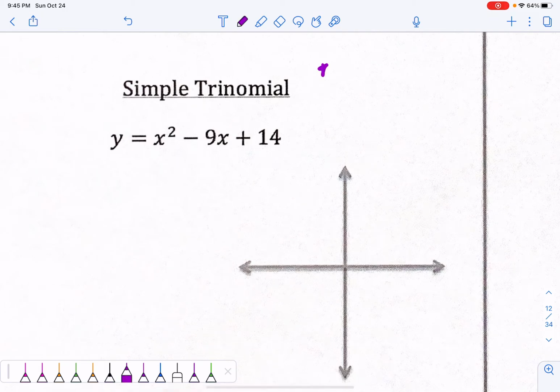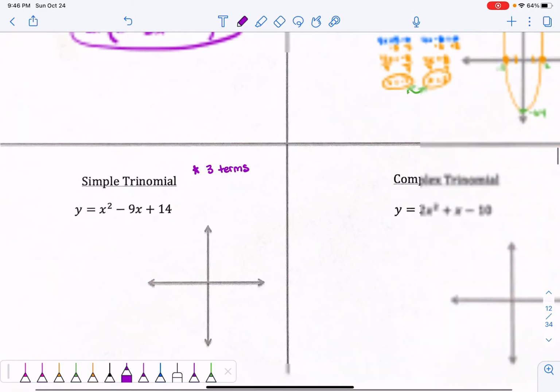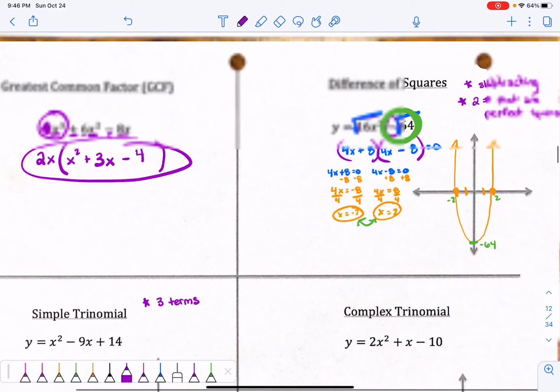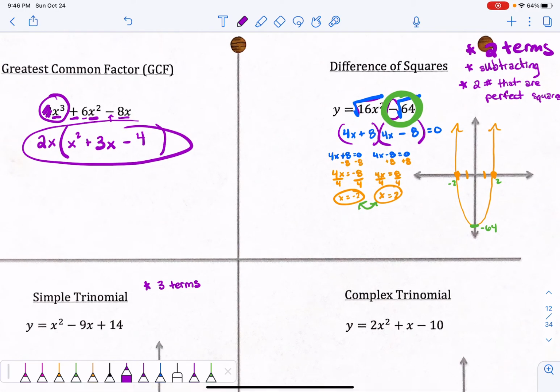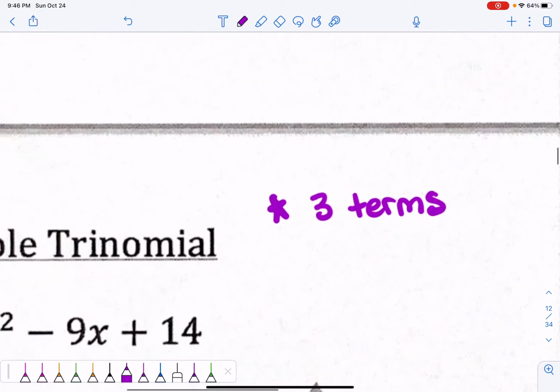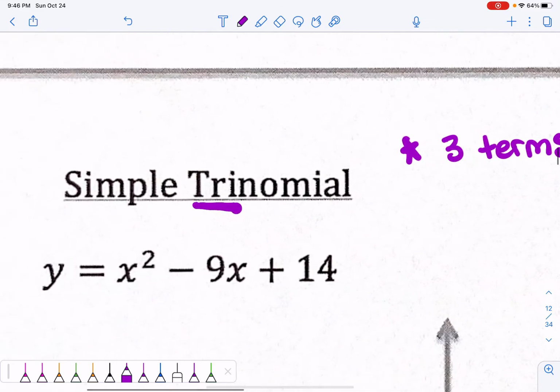And with a simple trinomial, this will always be 3 terms or 3 pieces. You might want to add that to the difference of squares. There's one other thing up here. So we said subtracting, we said 2 numbers, but also this will only ever be 2 terms or 2 pieces for a difference of squares, versus a simple trinomial will be 3 pieces. And that's what the word trinomial means. Tri means 3, okay?